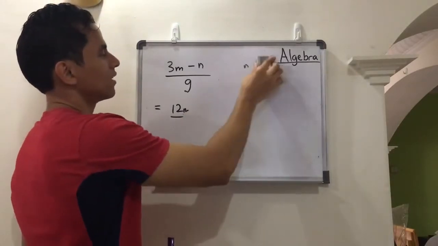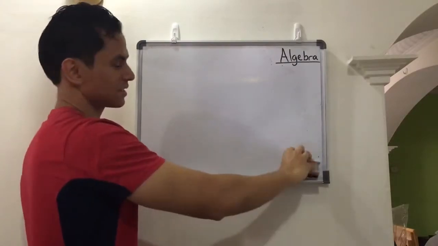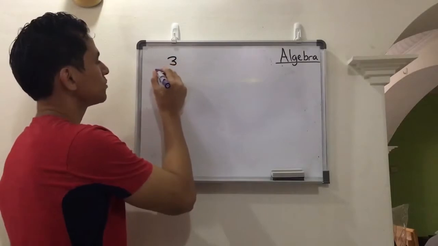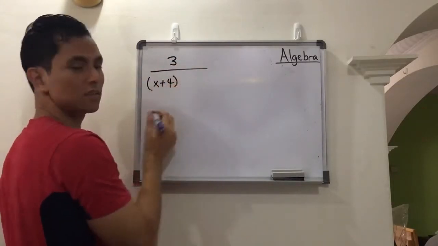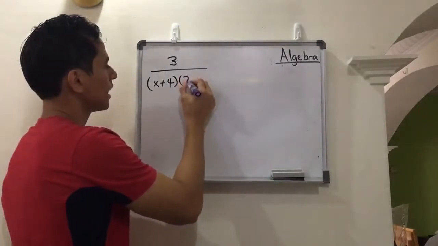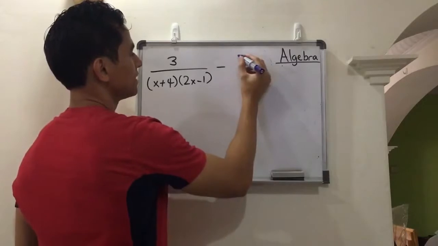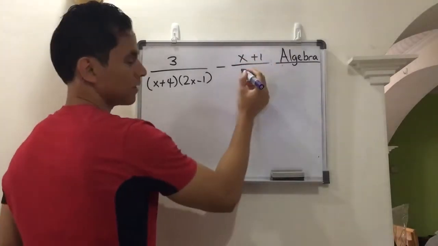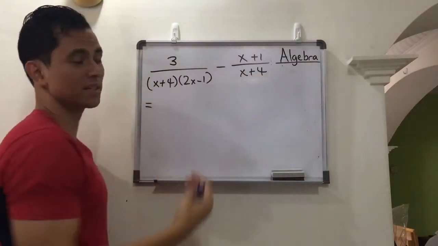But that'll be fine. As always, always focus on the denominators first. So let's see what we have. So suppose we have 3 over x plus 4 and 2x minus 1. This is minus, then we get this, x plus 1 and x plus 4. Alright? So this is the question.